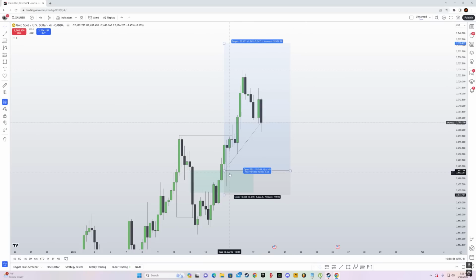So on the retest, that is your entry, and you can see it gave us around 4 RR as well. Let's move on to the next example.